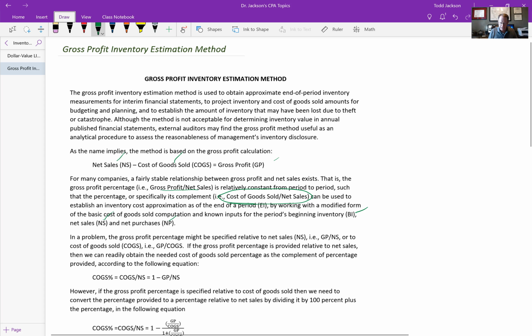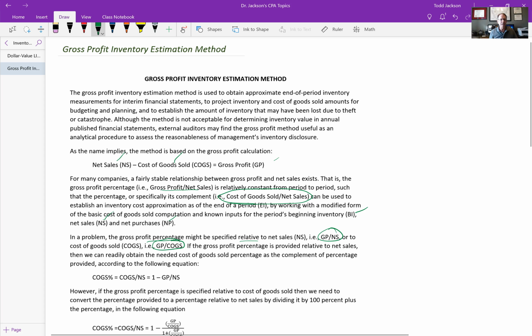So as I've already indicated, in a particular, say, CPA problem, the gross profit percentage might be specified relative to net sales. That is, gross profit is expressed as a fraction or percentage of net sales, or it could be expressed as a percentage or a fraction of cost of goods sold, wherein gross profit divided by cost of goods sold gives us the percentage that's provided to us in the problem.